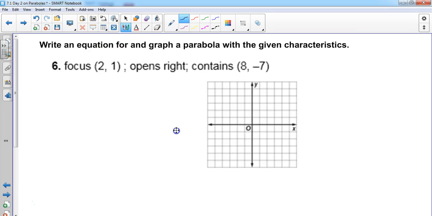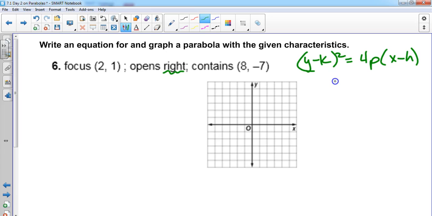These are trickier. But if you label this right away with what it tells you, it will help a great deal. Okay? It tells you the focus. It tells you, first of all, it opens right. Can you look at the top of the chart? What does it tell you when it opens right? Okay, p has to be positive, but what else does it tell you? It's (y minus k) squared equals 4p times (x minus h), right?